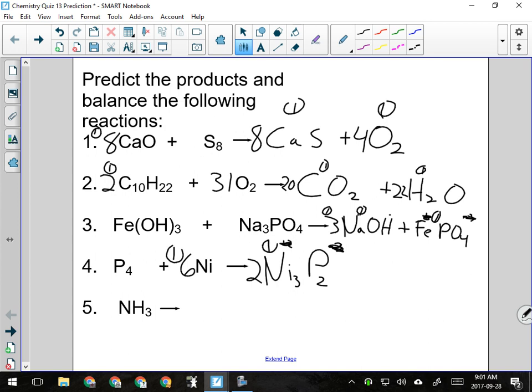So 1 mark for having Ni, P in that order, 1 mark for having it swapped and dropped correctly, and 1 mark for having the equation balanced correctly. Oops, sorry, I did that one already.